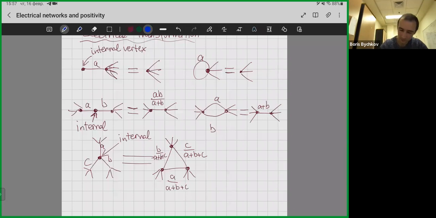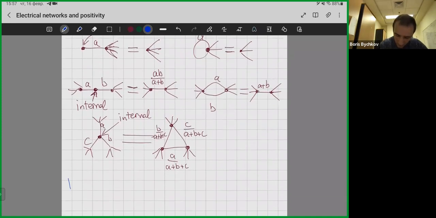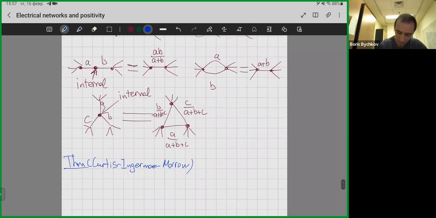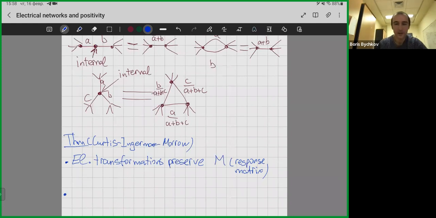And yeah, the theorem is that these transformations, so I think it's Curtis, Ingerman, Morrow, that electrical transformations... so it's not very hard to check that electrical transformations preserve the response matrix, and every planar electrical network could be transformed into the minimal one by these electrical transformations.